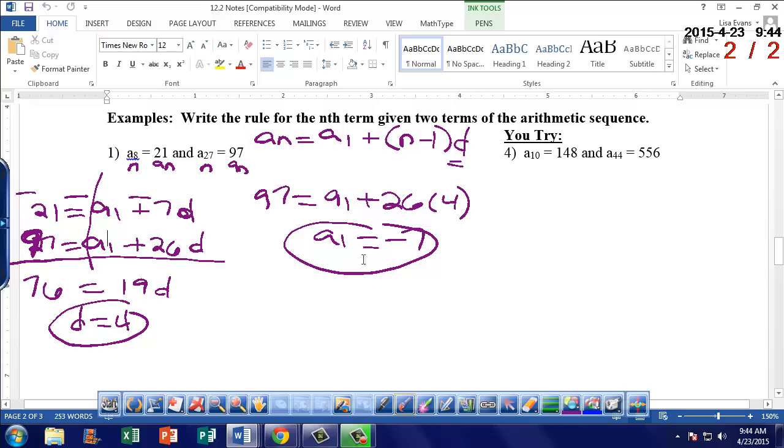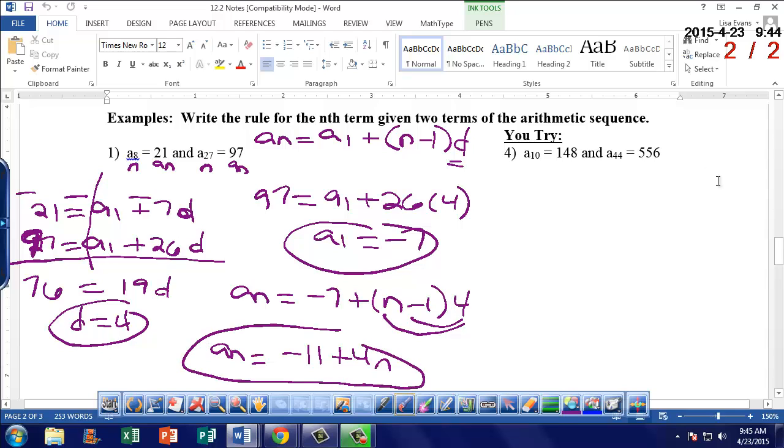Okay, now I have exactly what I need, back to the very first example that I did. So now I'm going to take my a sub 1 and take my d of 4 and plug them in again. So leave the a sub n alone, leave the n alone, and then you can go ahead and write your equation. We're going to distribute and add up your like terms, and this is what you should have as your final answer.